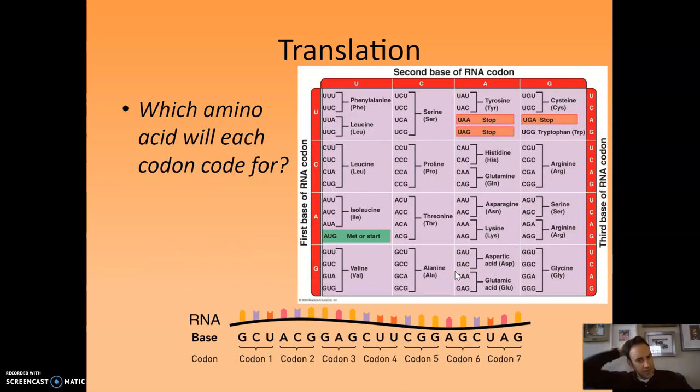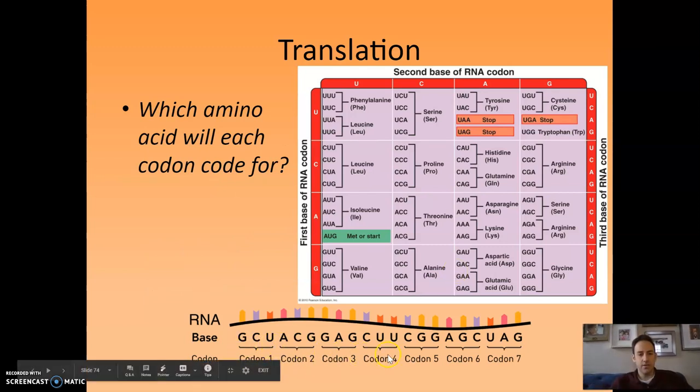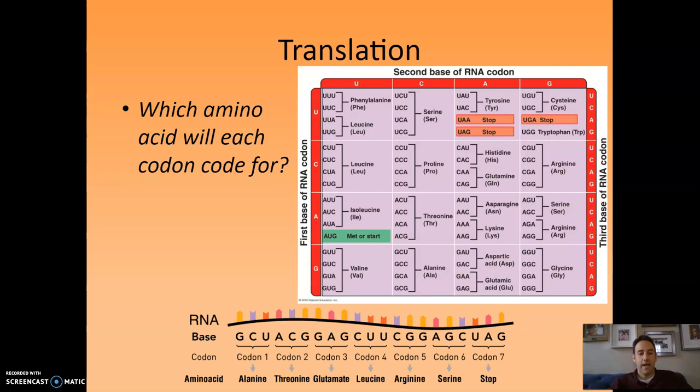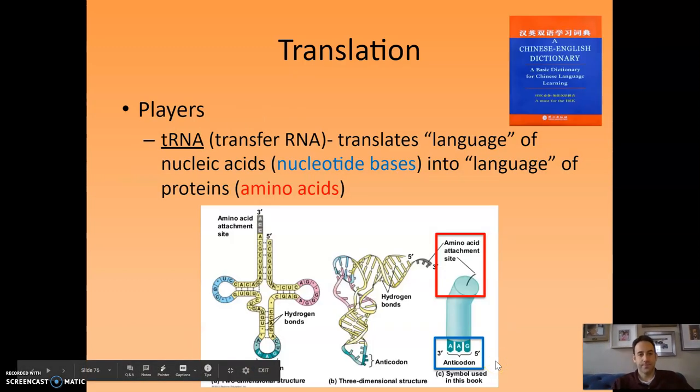And so we've already kind of talked about this, but GCU, take a moment. What would GCU code for? And if you find it on there, hopefully you said alanine. What does ACG code for? Find ACG. Do you see ACG? Threonine. And so you could go through and confirm that you know how to use this genetic code. So basically these codons are going to code for this specific order of amino acids. And note that UAG at the end is stop. So that's where it all ends.